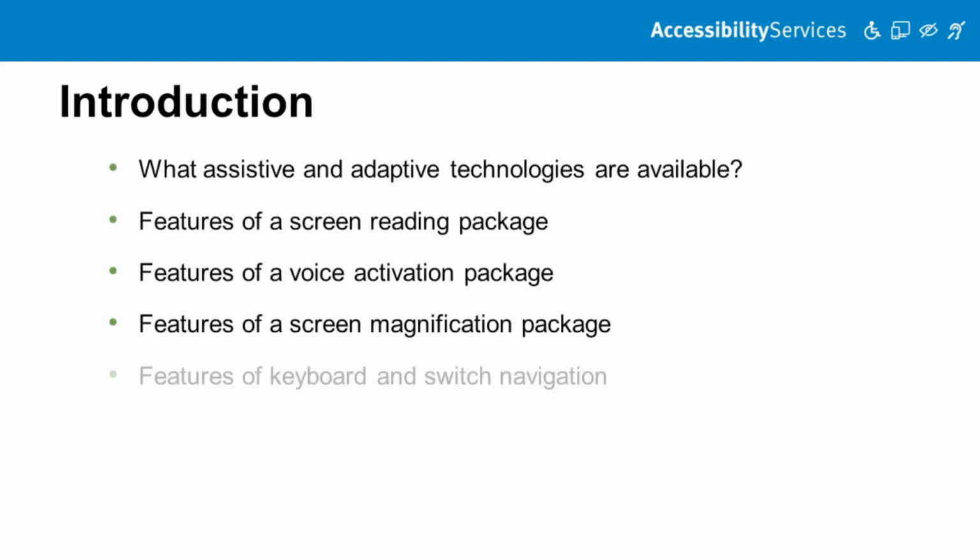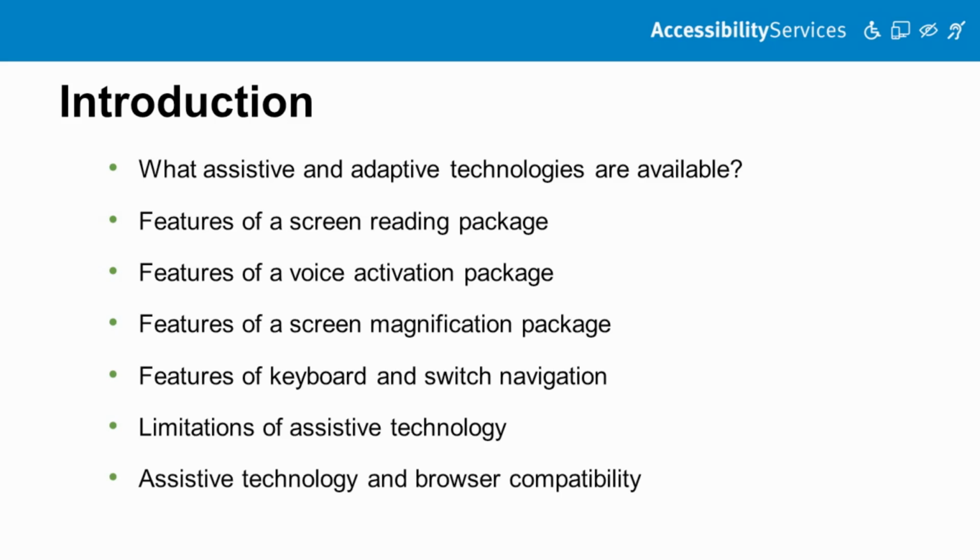We're going to cover a number of topics. What assistive technology and adaptive technologies are available, the features of a screen reading package, the features of a voice activation package, the features of screen magnification software, the features of keyboard and switch navigation, the limitations of assistive technology, and assistive technology and browser compatibility. Throughout this tutorial, we will explore each topic in depth to gain a greater understanding of accessibility.